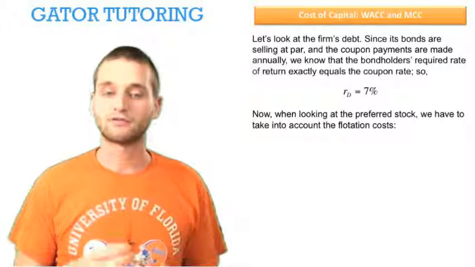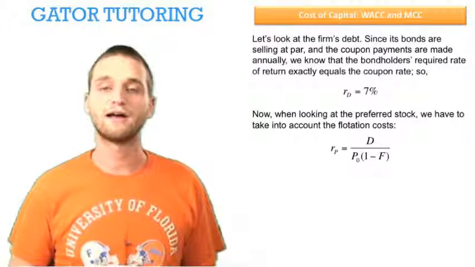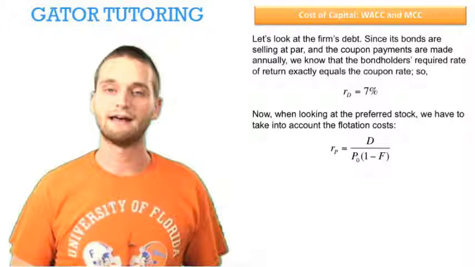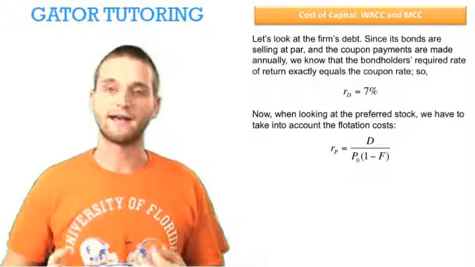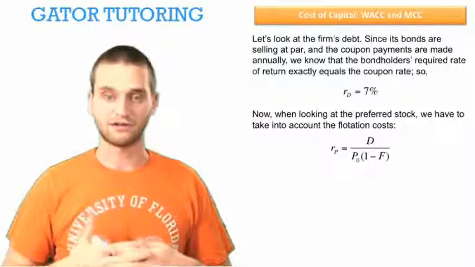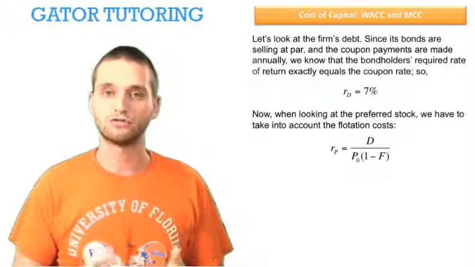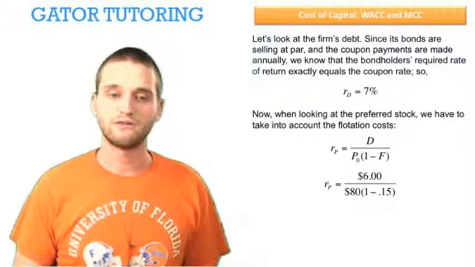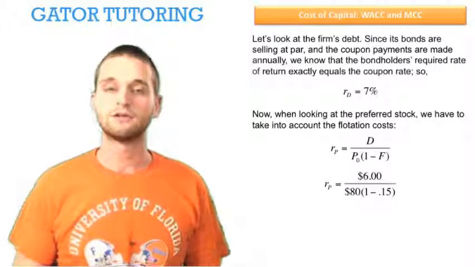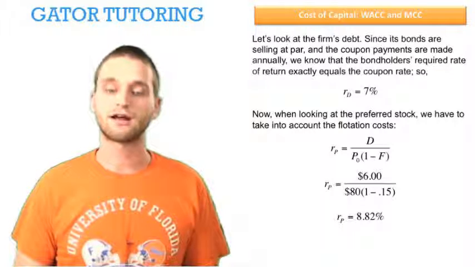Now when we look at the preferred stock, we have to take into account the flotation costs. So again, when we find the value of preferred stock, the required rate of return, we want to use this equation, and we have the 1 minus f in the denominator to account for the fact that the price that the investors pay for the stock is different than the price that we actually receive, because some of that money has to go to these financial intermediaries which are floating these new issues of preferred stock. So the dividend we were told in the original question was $6. The price right now is $80 and the flotation costs are 15%. So we plug all these in and we get a required rate of return on preferred stock of 8.82%.